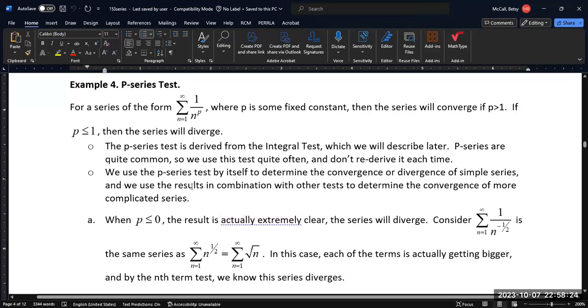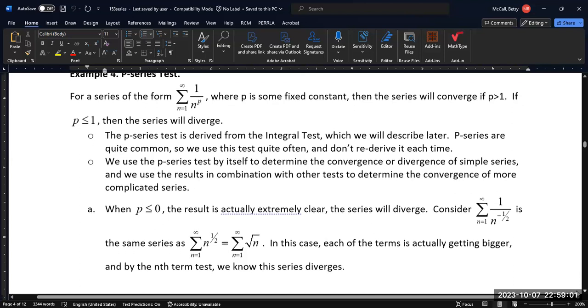And part of the reason for this, and we'll see this when we do the integral test, is that if you apply the integral test to this general formula, what you end up getting is that you either get log, which goes to infinity when p is 1, and you get a positive power in your numerator when p is less than 1. But if you start out with p bigger than 1, then your infinity will still be in the denominator when you do your limit. And so everything will converge very nicely.